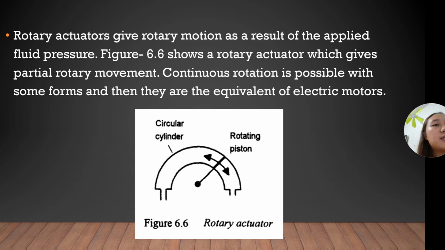Rotary actuators give rotary motion as a result of the applied fluid pressure. As shown, figure 6.6 shows a rotary actuator which gives partial rotary movements. Continuous rotation is possible with some forms, and then they are the equivalent of electric motors. So let's apply these dual principles.